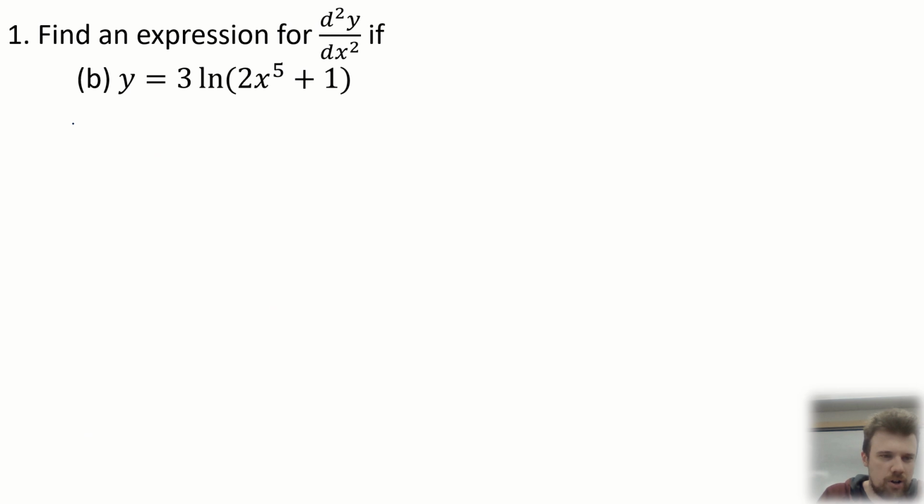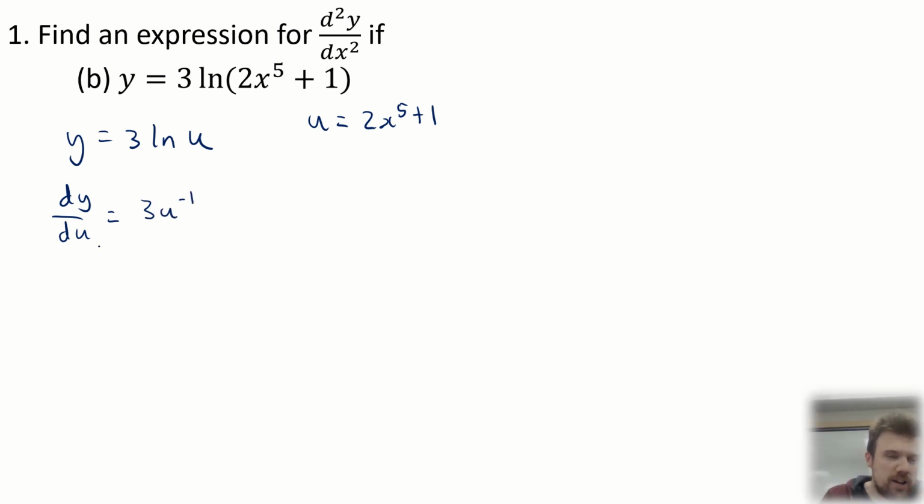Let's continue on. So again, we're going to do a substitution. Again, we're just trying to find that second derivative. So substitution, and write the original thing in terms of that substitution, and then differentiate both things twice. So that will become 3u to the power of minus 1, because that's what ln differentiates to. D squared y over du squared will become minus 3u to the minus 2.